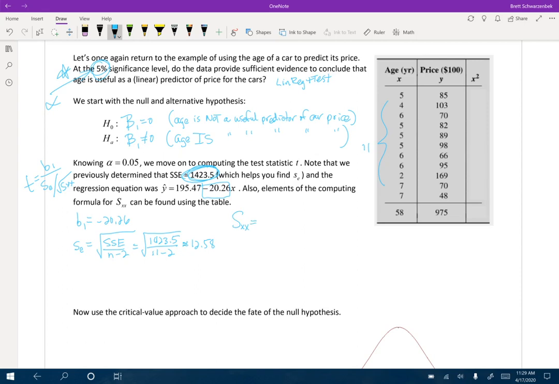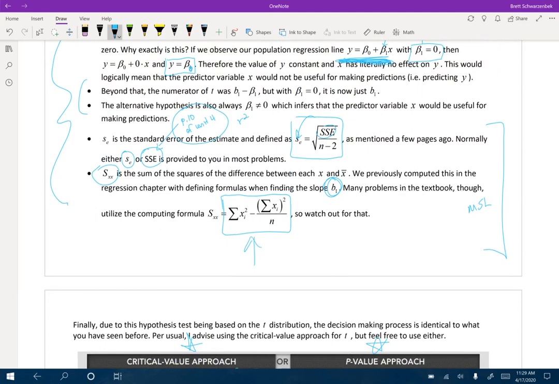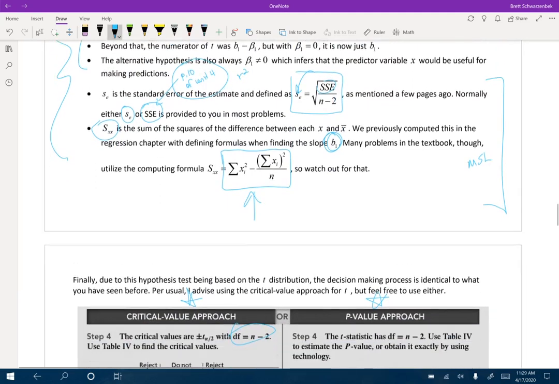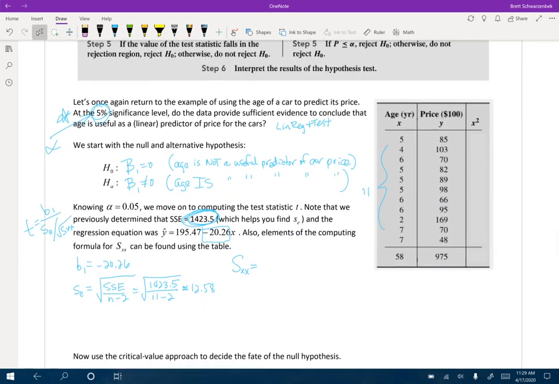So this was calculated. I think it was in ANOVA, but we calculated how to find SXX, not for this example, back when. Like I said in the notes up here, they often use this computing formula, which is really useful if you have the data in a table. So we do have the data in a table over here, right? And I've already added a nice x squared column.